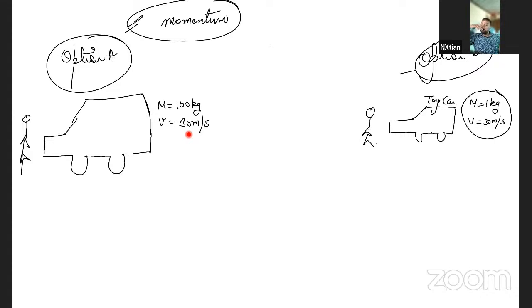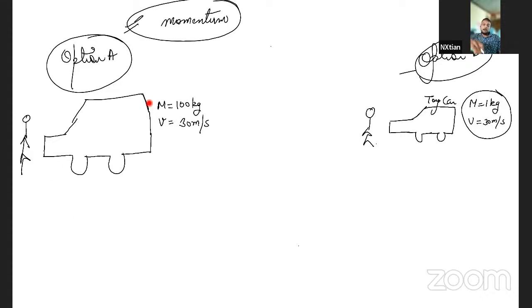Even though it is at the speed of a cycle only, I need to be careful that if I hit the cycle, the cycle man will fall down. But if I hit the truck, then I will fall in the lap of Jesus. So basically, the mass matters, and with the mass, velocity also matters. In this case, you may have a fracture in your little finger, but in that case, you will have an opportunity to have a lunch with Jesus.